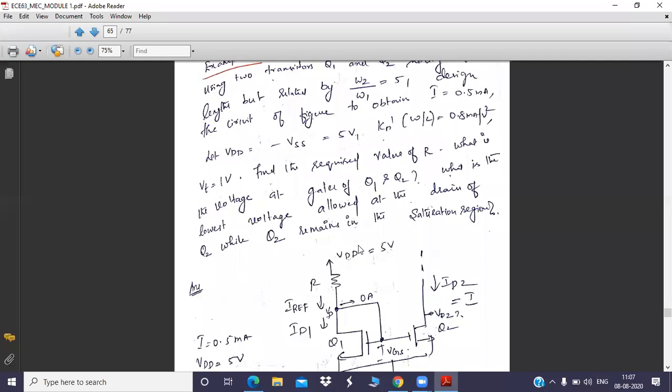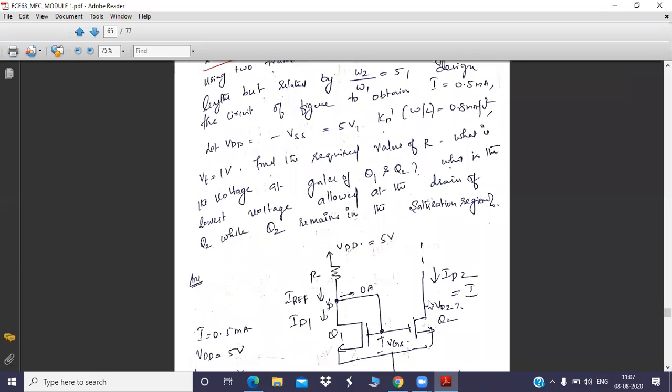While satisfying that condition, you have to find the lowest voltage that is allowed at the drain of Q2. What is the voltage at the drain of Q2? It's nothing but VD2. See the figure? Q2 is the second MOSFET, and at the drain of Q2 you have VD2. This lowest allowable voltage VD2 we need to find. What is the lowest allowable voltage? It means the minimum voltage that can maintain the saturation condition of Q2. That you need to find out.